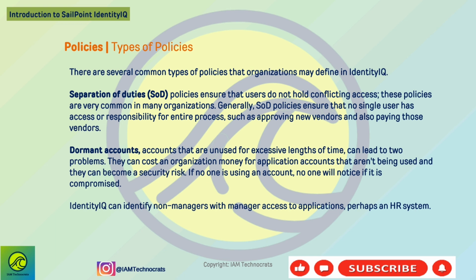Dormant accounts, accounts that are unused for excessive lengths of time, can lead to two problems. They can cost an organization money for application accounts that aren't being used, and they can become a security risk. If no one is using an account, no one will notice if it is compromised. IdentityIQ can identify known managers with managers' access to applications, perhaps an HR system.